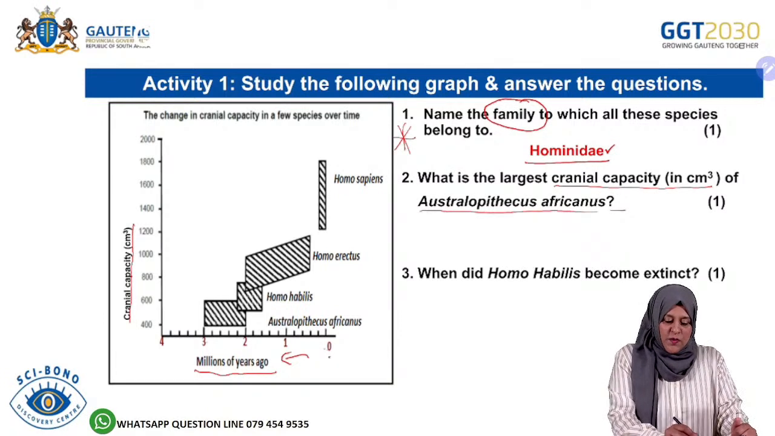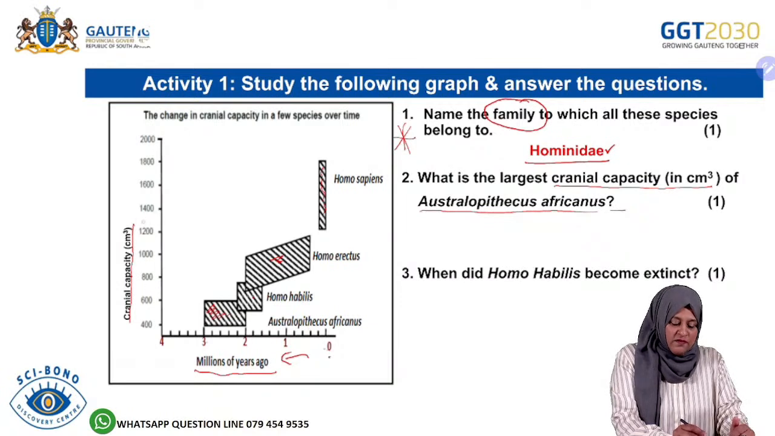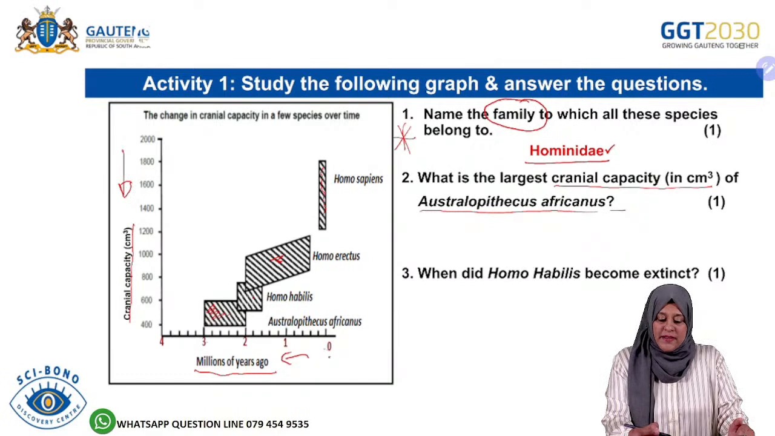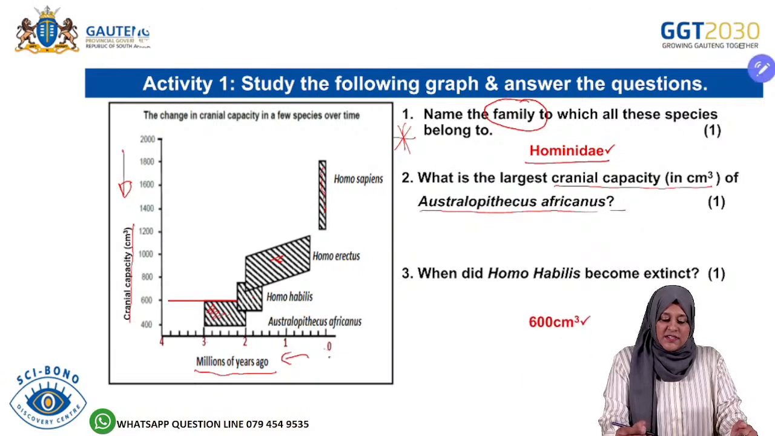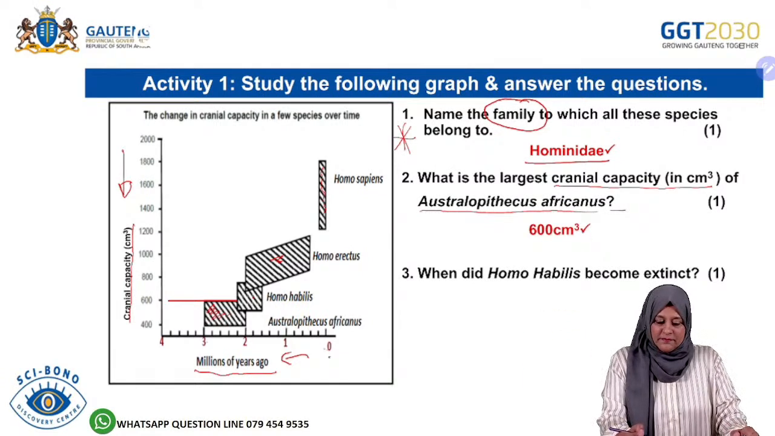Okay. What is the largest cranial capacity in centimeters cubed of Australopithecus africanus? So let's look here. We have Australopithecus africanus here. There we have Homo habilis. Here we have Homo erectus. And here we have the Homo sapiens. So let's look at Australopithecus africanus. And we're looking along this axis because we're looking at cranial capacity, right? And the largest then will be the line drawn there, and that is 600 centimeters cubed.